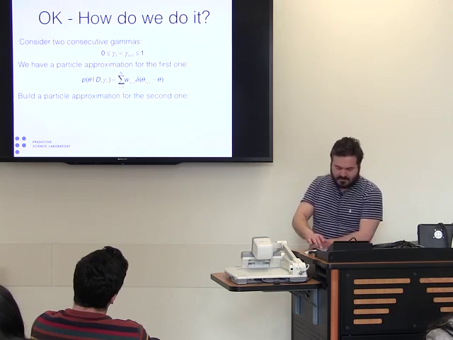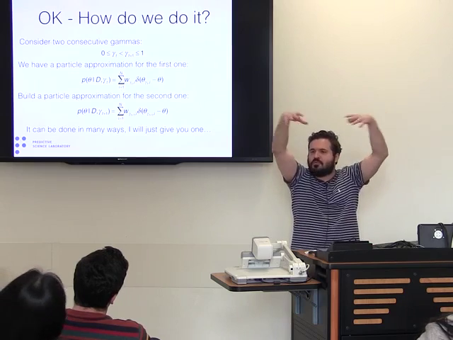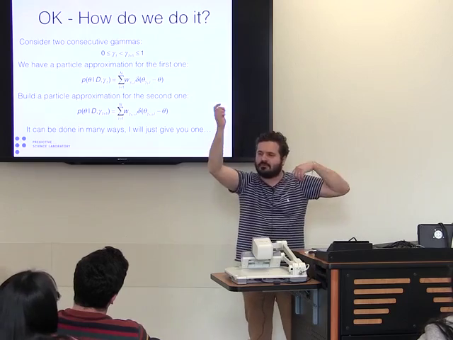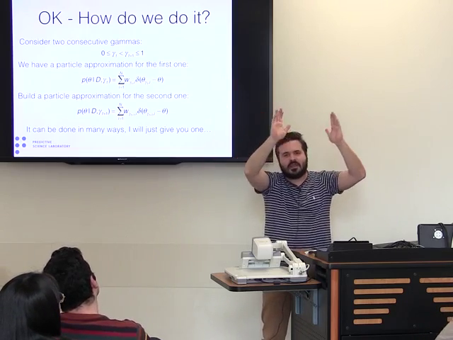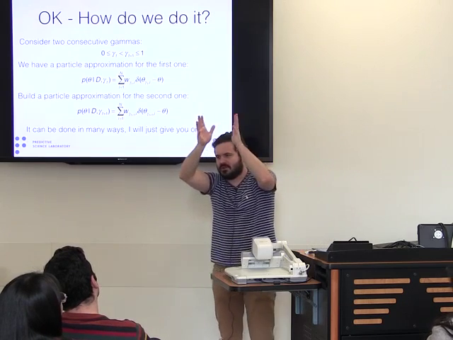Okay. Once more, you start at the prior. You build a particle approximation there, and that's very easy to do. You just sample the prior. You give the weights. All the weights are 1/n. Okay. And then you increase gamma a little bit, and you move your particles a little bit.